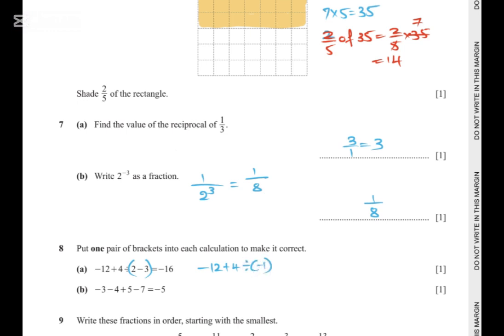So now you will be doing the division first. So 4 divided by minus 1 will be minus 4. So negative 12 negative 4 is negative 16. So this is the correct bracket.